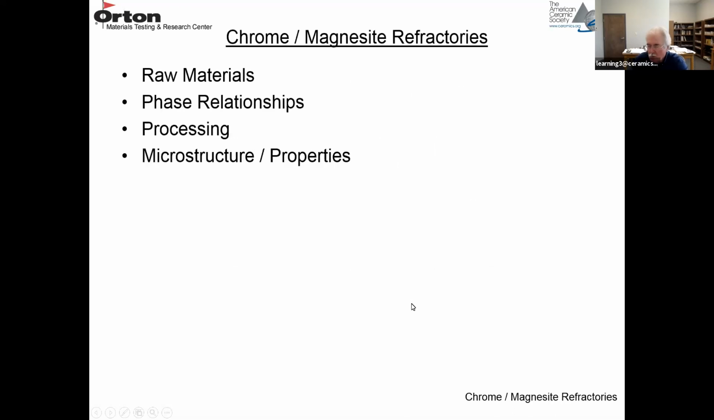So that's the dolomite section. If there are any questions, let me know. Otherwise, we'll go to the next section, chrome magnesite. So we started out with MgO, we added CaO to form dolomite. Now we're going to add chrome to the MgO for the chrome magnesite refractories.